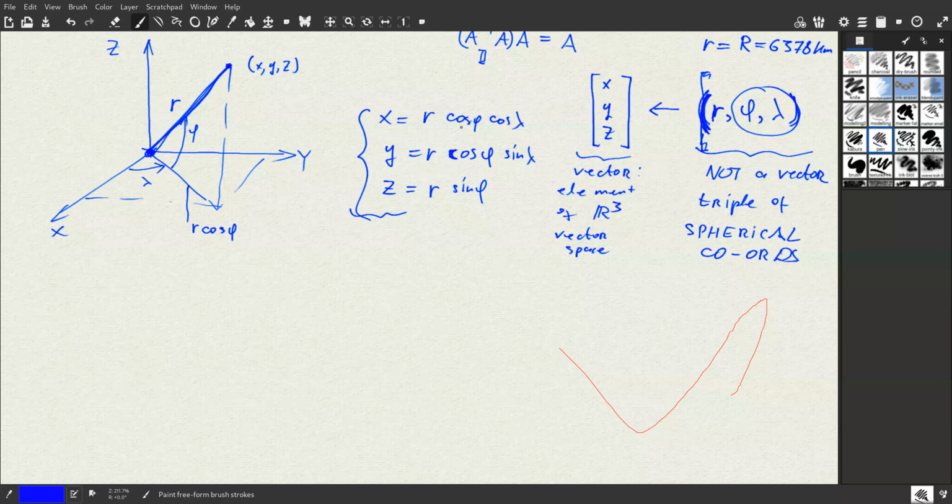And if we have r, phi and lambda, then we know how to compute x, y, and z. But now I would like us to do the inverse transform. If we have x, y, and z, how do we transform x, y, and z into r, phi and lambda? We do have x, y, and z, and we need to transform in that direction. What do we do?